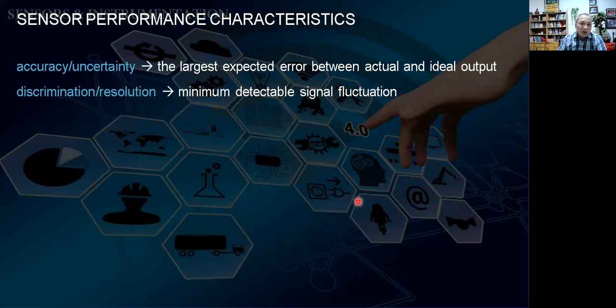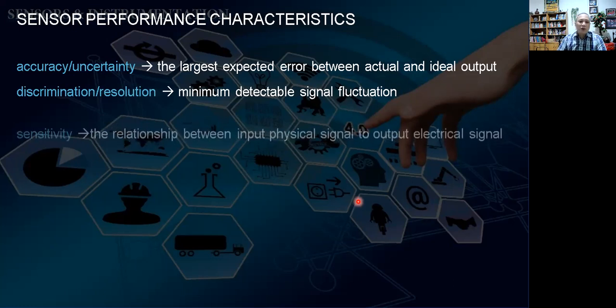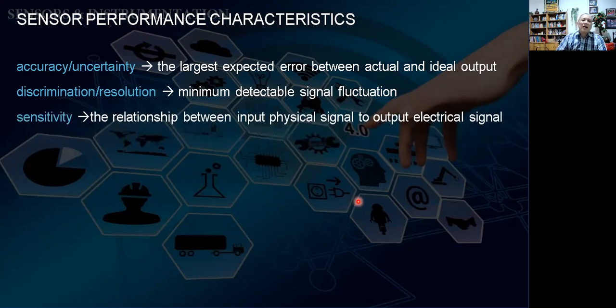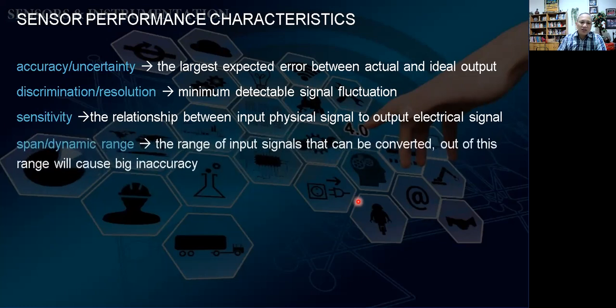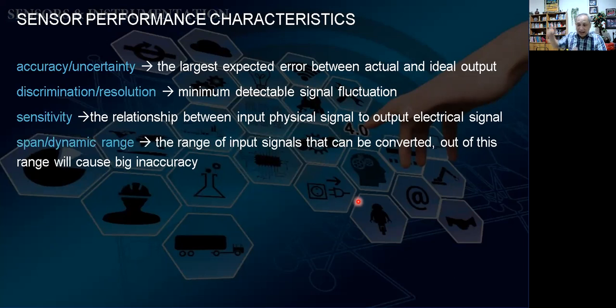Discrimination, or resolution, is the minimum detectable signal fluctuation. The resolution of your laptop, the resolution of your measurement, is also very important. Sensitivity: what about the relationship between your input and output? If you change the input a lot, but the output is changing just a little bit, probably it's not very sensitive. So that should also be taken into consideration. Span and dynamic range is the range of your measurement. Does it cover the needed measurement or not?